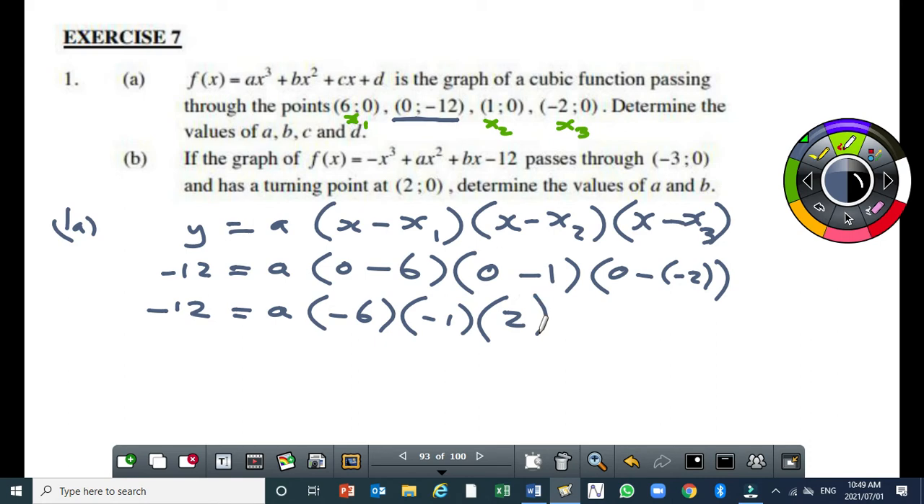Okay? Then you simplify, you get minus 12 on the left. Minus 6 times minus 1 gives me a positive 6, times 2, I'll get a positive 12. So this becomes 12a. You divide both sides by 12, so your a will be minus 1. Alright? So I found a.